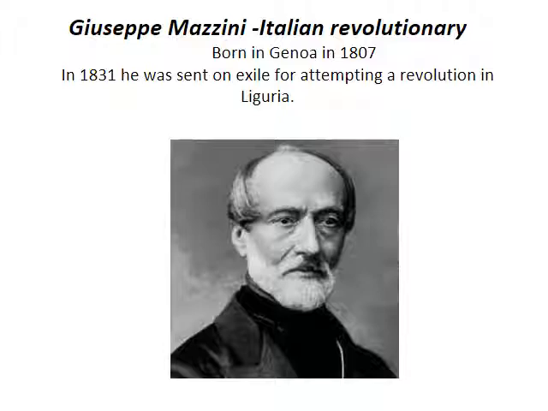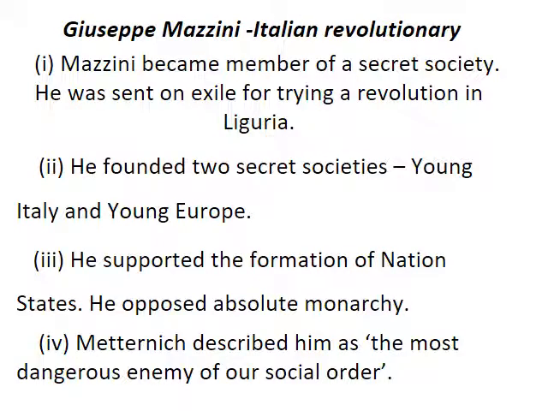Giuseppe Mazzini, Italian revolutionary, was born in Genoa in 1807. In 1831, he was sent into exile for attempting a revolution. So he founded two secret societies, Young Italy and Young Europe. He supported the formation of nation states. He opposed absolute monarchy. Metternich described him as the most dangerous enemy of our social order.